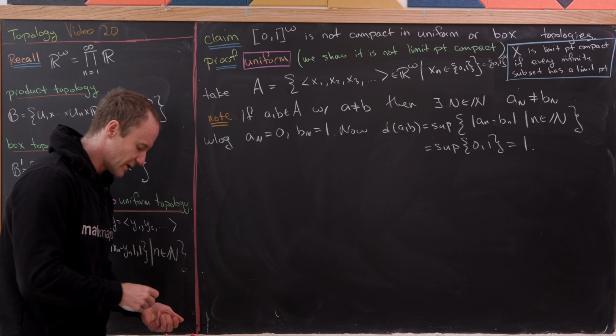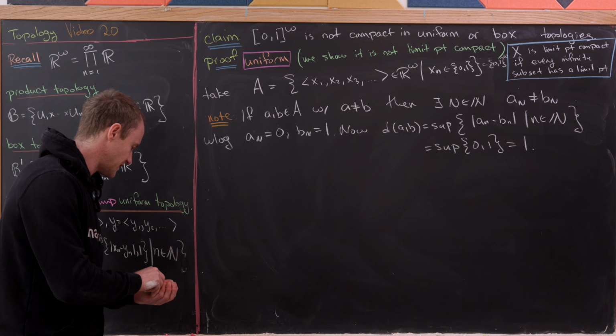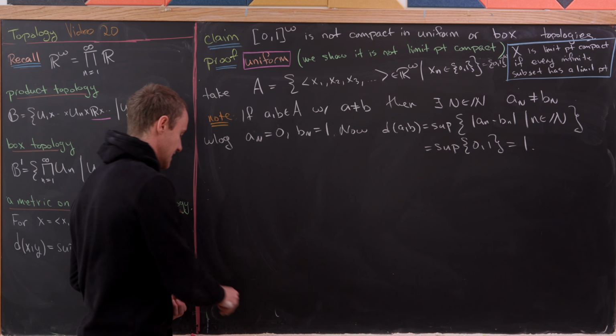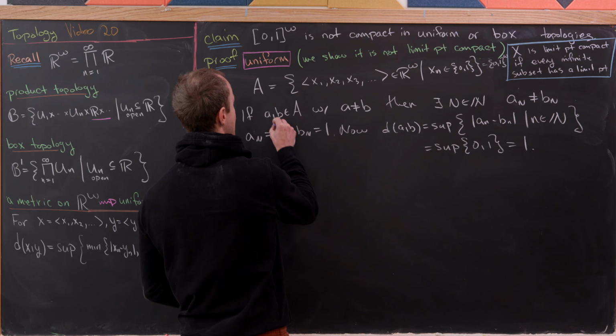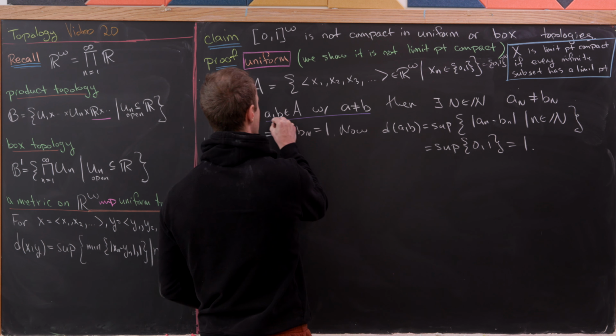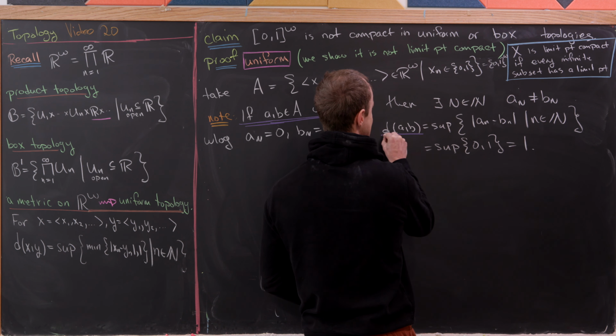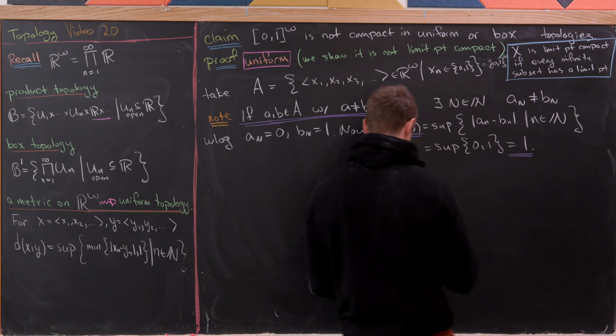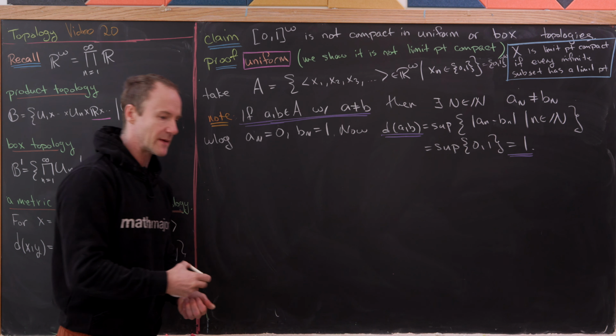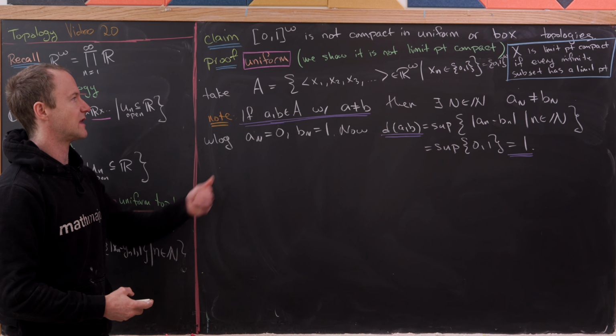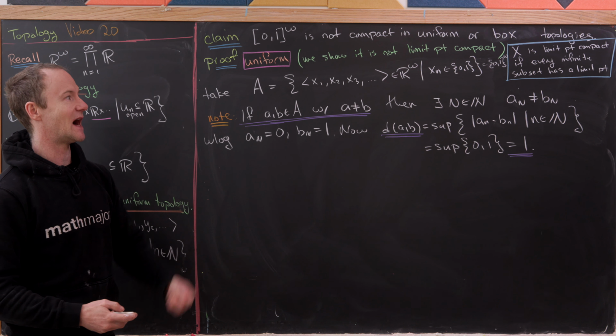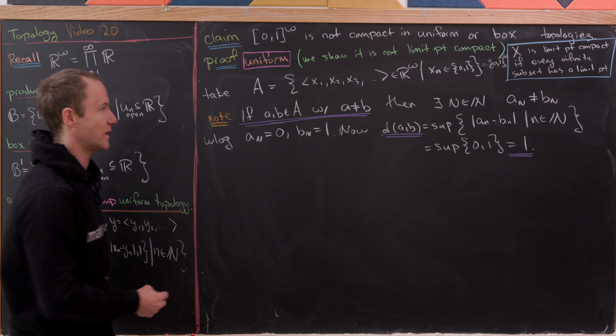Okay, so what do we want to take out of this? Well, I think maybe the important thing to take out of this is that if we've got two elements from A that are not equal, then the distance between them is equal to 1. Okay, so now let's get going showing that this set A does not have any limit point.